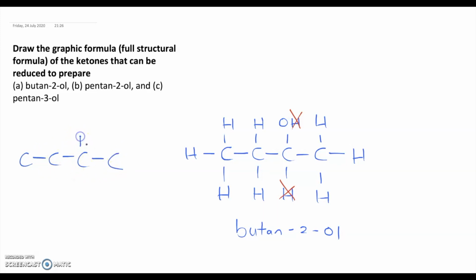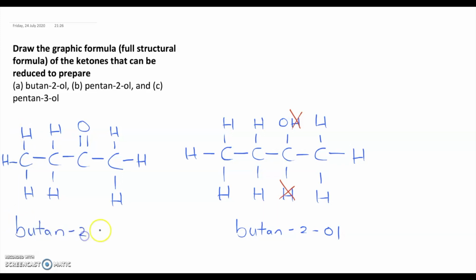So I've got to remember to put in my double bond and put the hydrogens around the carbons, and therefore we have the ketone that is reduced to form butan-2-ol. Now this ketone is called butan-2-one. However, it can be simply called butanone because when you're naming a ketone, the number indicates the position of the C double bond O, and it can only be on carbon 2 here because there's no other place it can be and still be a ketone. So therefore you could call it butan-2-one or butanone.